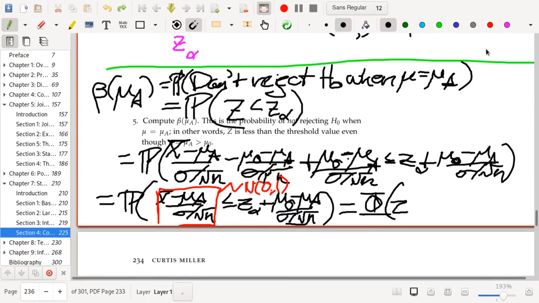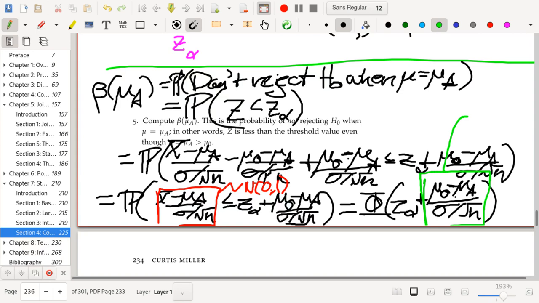Stupid laggy computer. Z alpha plus mu naught minus mu a over sigma over root n. And here's the thing about what we've put in here. This quantity, mu naught is less than mu a. So this quantity is less than zero.